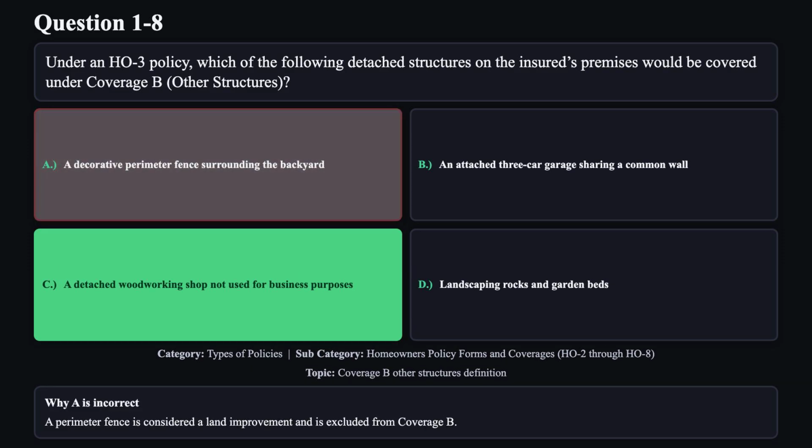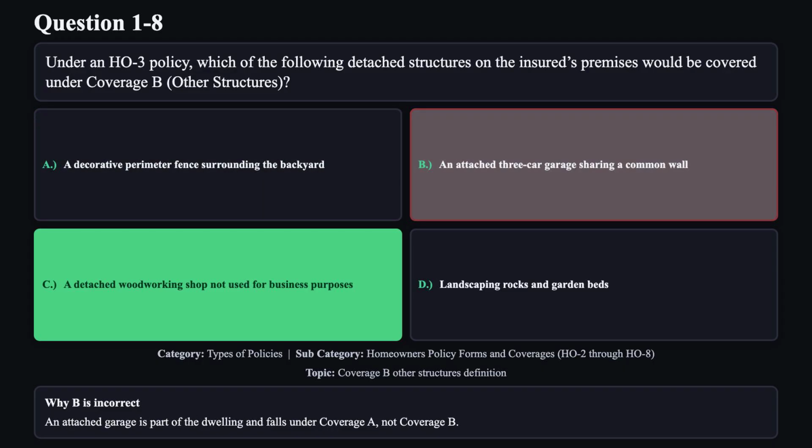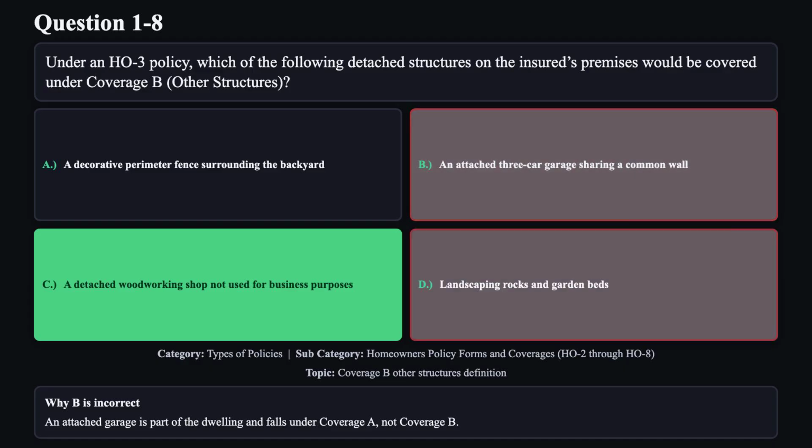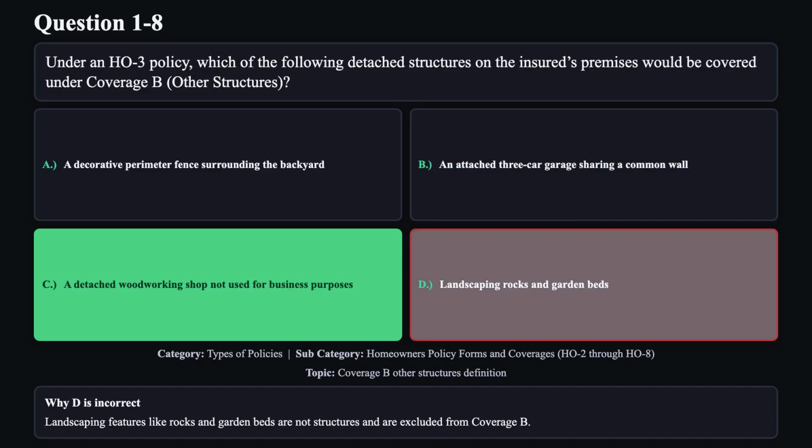Reason A is not correct. A perimeter fence is considered a land improvement and is excluded from coverage B. Reason B is not correct. An attached garage is part of the dwelling and falls under coverage A, not coverage B. Reason D is not correct. Landscaping features like rocks and garden beds are not structures and are excluded from coverage B.